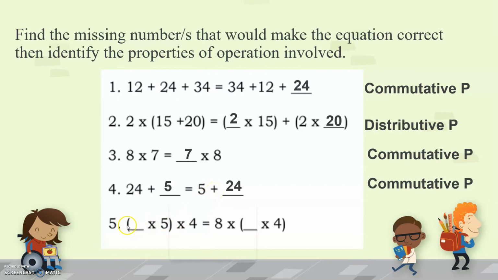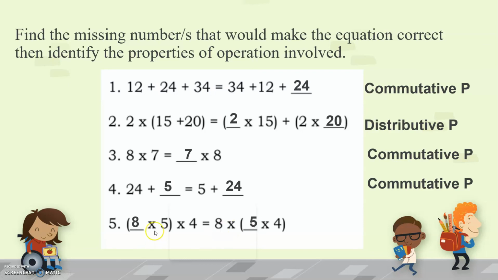Next, lastly, for number 5, we have blank times 5 times 4 equals 8 times blank times 4. So, let us look at the numbers. So, dito sa left side, meron tayong 5 and 4. Dito naman, merong 4 and 8. So, anong number dapat ang ilagay natin dito na meron dito? Okay, dapat number 8. And dito sa kabila ay number 5.